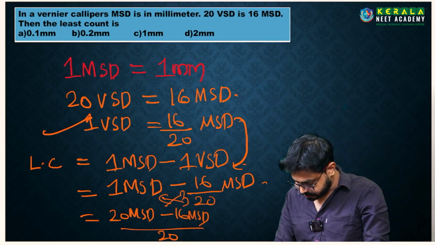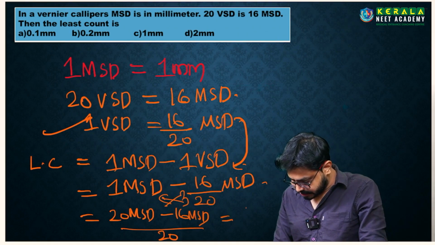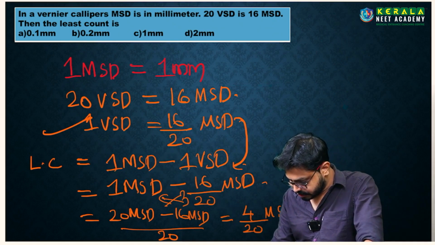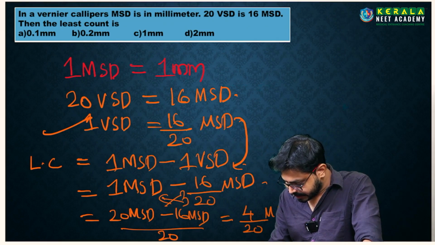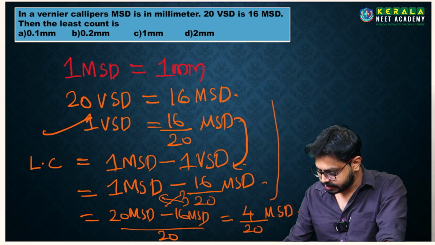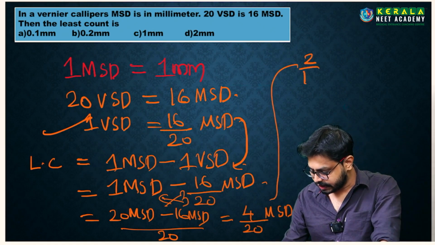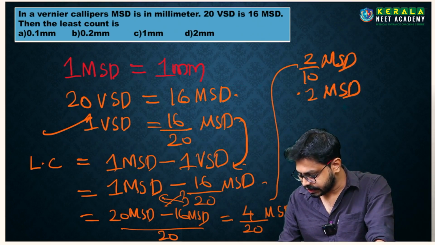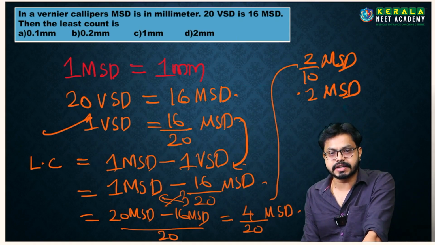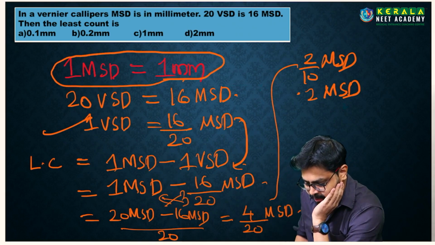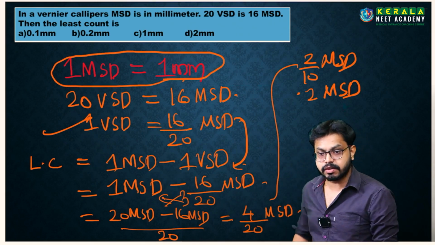Understood? So, what is the answer? 20 minus 16, 4 by 20 MSD. 4 by 20 means 2 by 10 MSD. That is 0.2 MSD. Correct? What is 1 MSD? 1 MSD is equal to 1 millimeter.